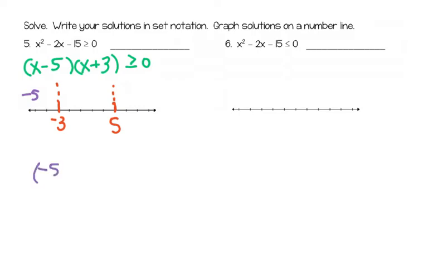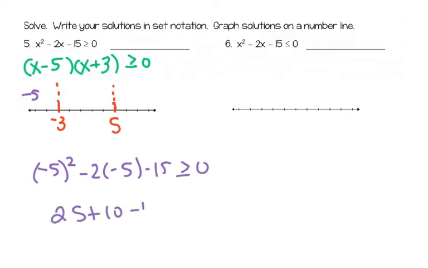So negative 5 squared minus 2 times negative 5 minus 15, and I'm going to see if it's true. Is it really greater than or equal to 0? So that's 25 plus 10 minus 15. That's 25 plus 10 is 35, minus 15 is 20. Is that greater than or equal to 0? That is greater than or equal to 0. And so what I like to do is put a little happy face because that was true.